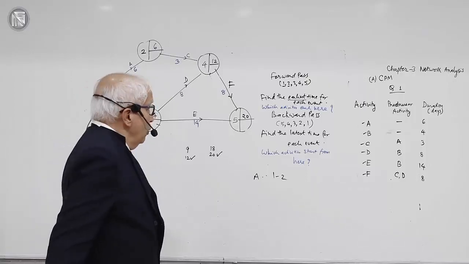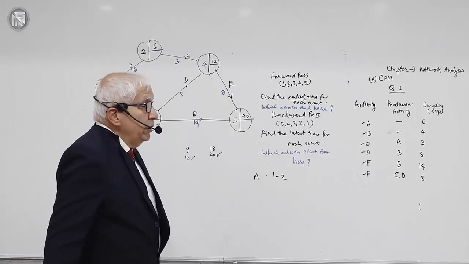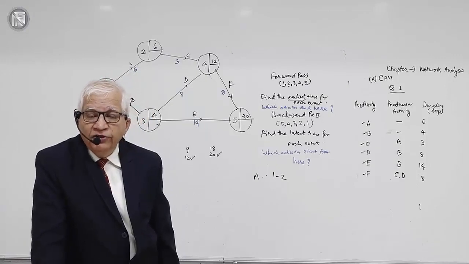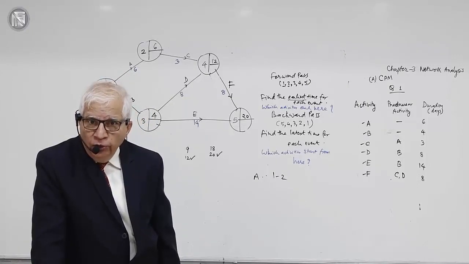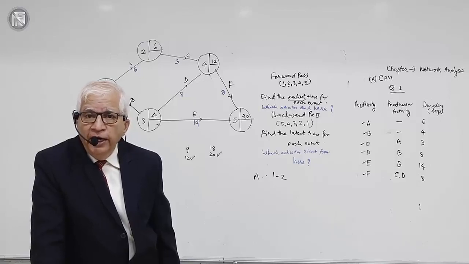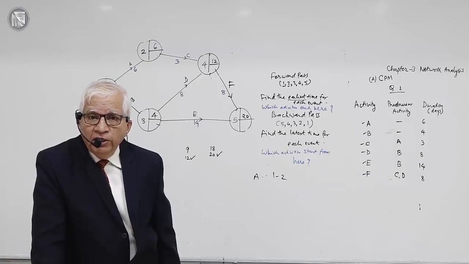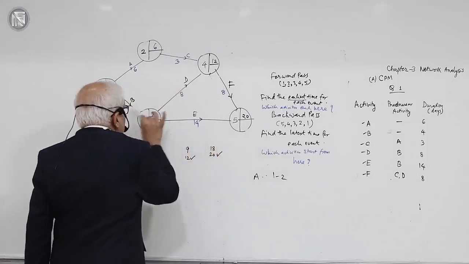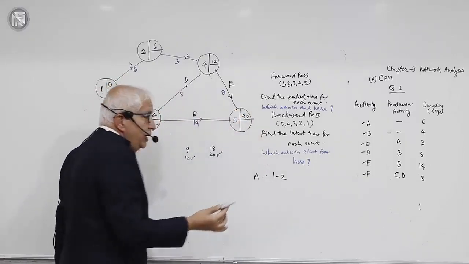Okay. Now what? The calculation of the network diagram is over to about half the extent. I have come to the conclusion that this project cannot be done before the end of 20 days. This will take 20 days. Do you remember the longest path was also 20? And what was the longest path? BDF, 4 plus 8 plus 8, 20.